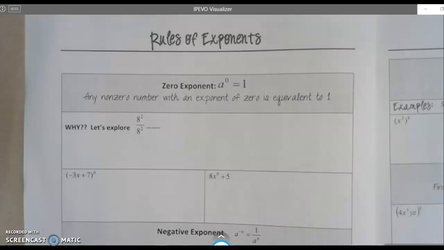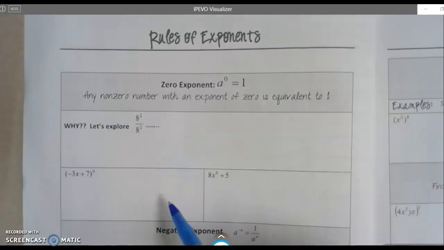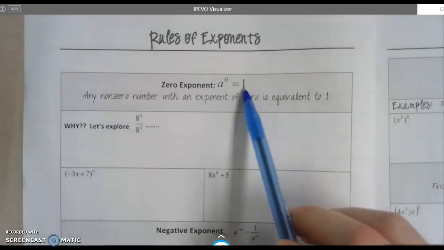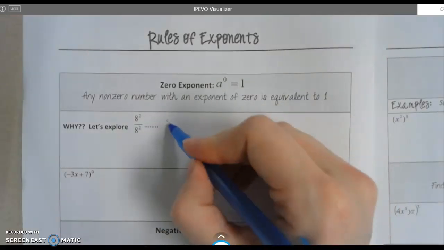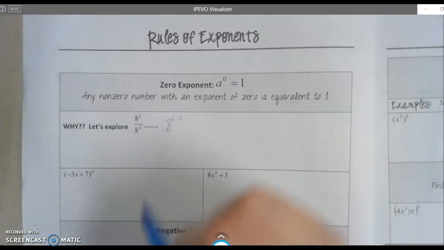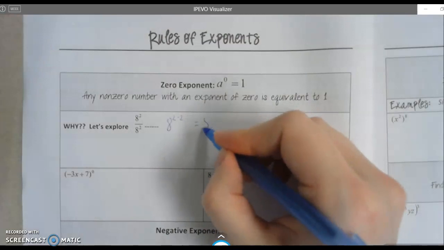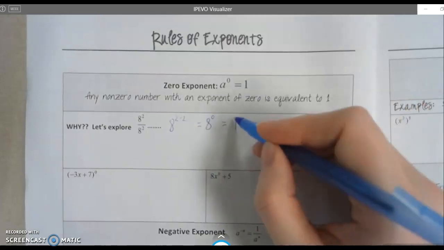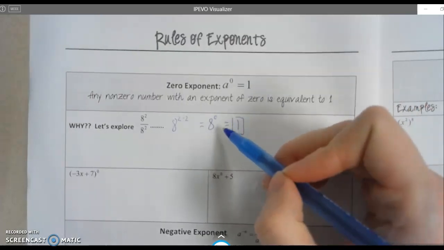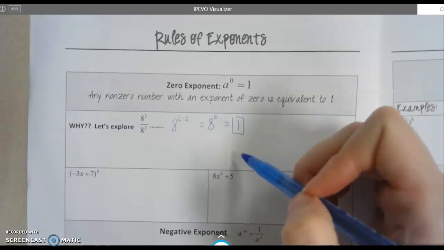Now that you have finished, flip in your packet to the next page where we're going to discuss the zero exponent rule. We sort of already touched on it in the previous example. Whenever you have division of the same quantity by the same quantity, we know that it equals the number 1. Well, using our exponent rule of division, 8 is a matching base, and we can subtract its exponents. 2 minus 2 gives us 8 to the 0th, and we know that anything divided by itself equals the number 1. So therefore, anything raised to the 0th power will also equal the number 1.